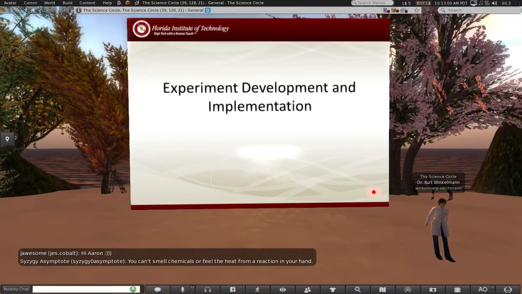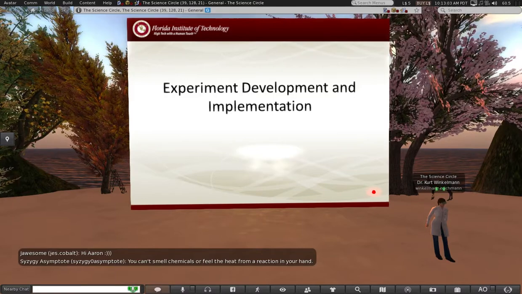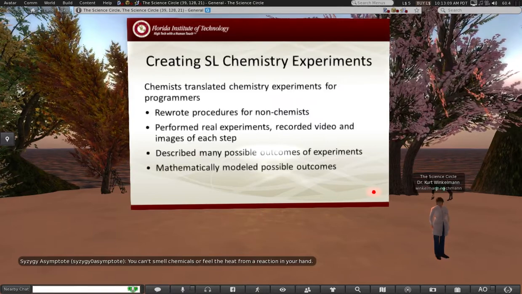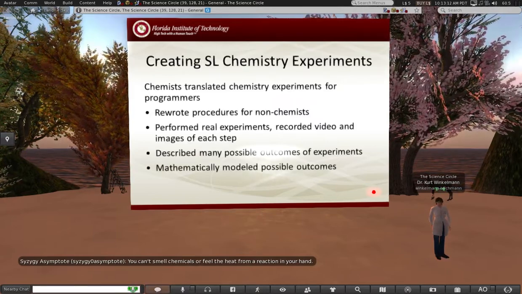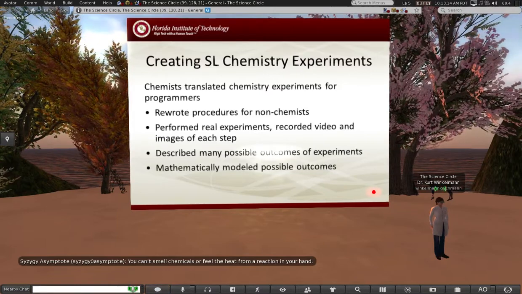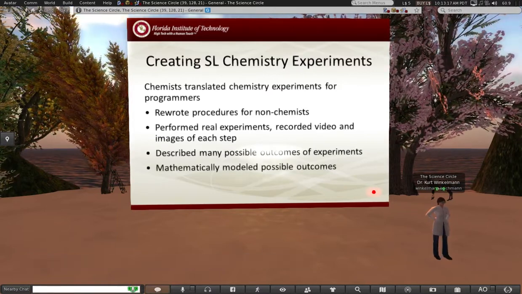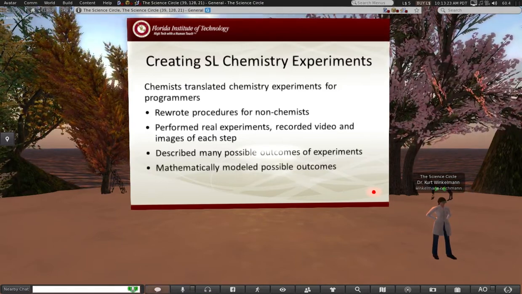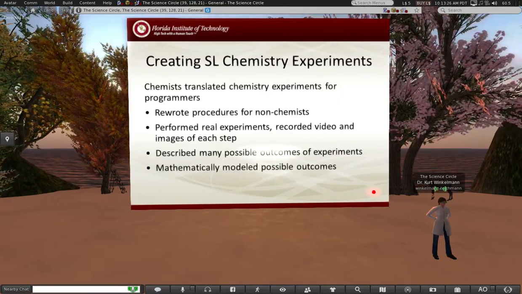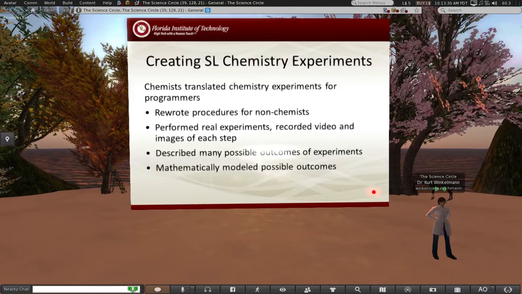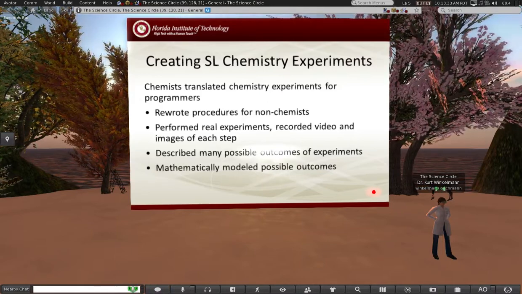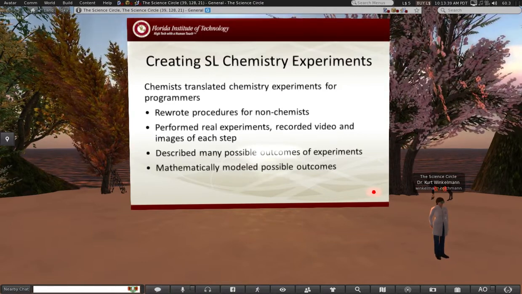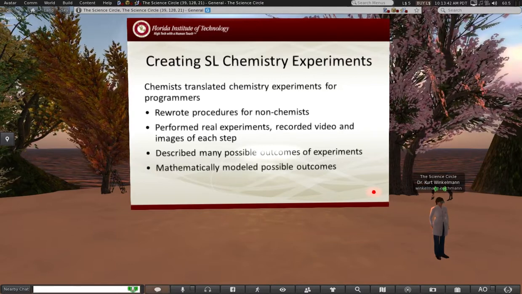So, I'm going to first talk about developing and implementing these experiments. The first thing we had to do was take our real-world experiments that we knew how to do and convert them into a Second Life version. Before we could send anything to the programmers, we had to perform the experiments and rewrite them in a way that non-chemist software programmers could understand. So there was a little bit of translation involved there.